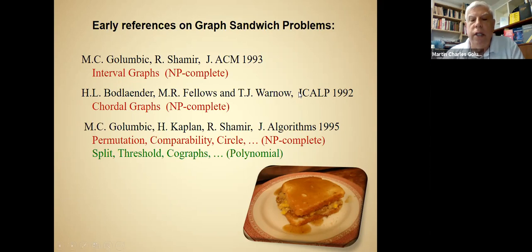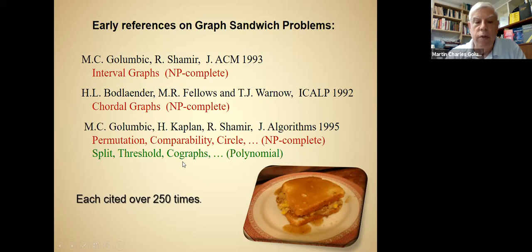This is a paper about computational biology. And although it's not stated there, it shows that the chordal graph sandwich problem is NP-complete. Ron Shamir and I proved that for interval graphs, it's NP-complete. And then we had a larger study together with Chaim Kaplan where we looked at a lot of different classes of graphs. Permutation graphs, comparability graphs, circle graphs were all NP-complete for the sandwich problem. Split graph, threshold, and cographs were polynomial.